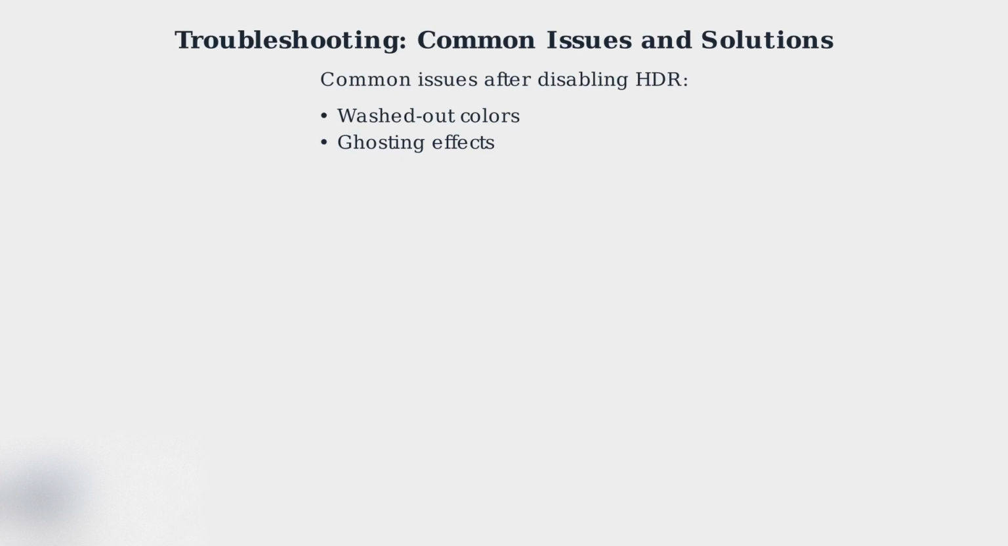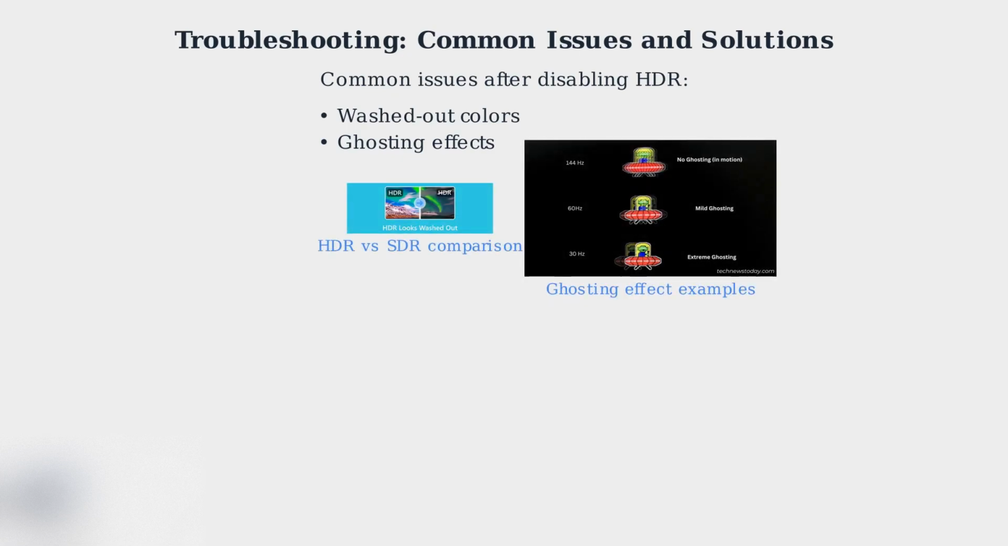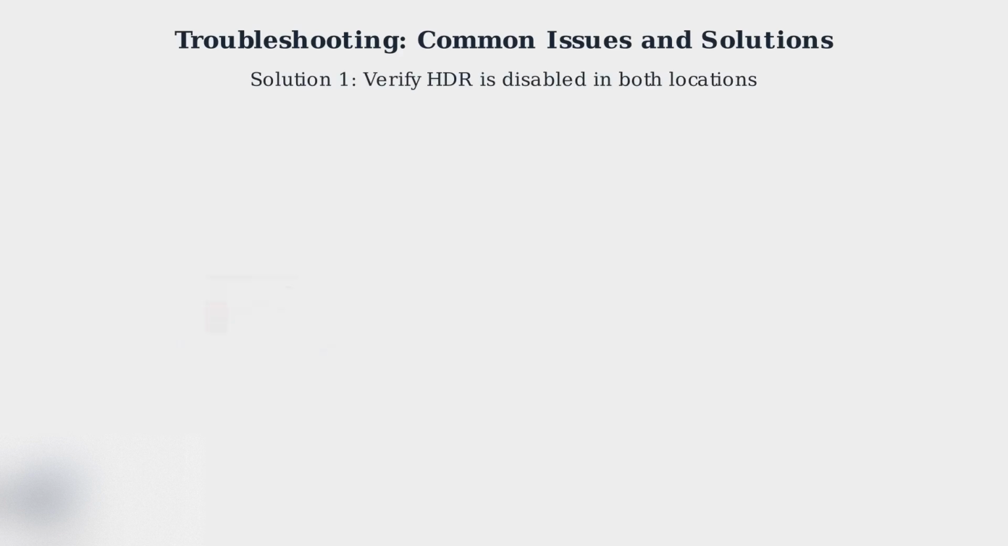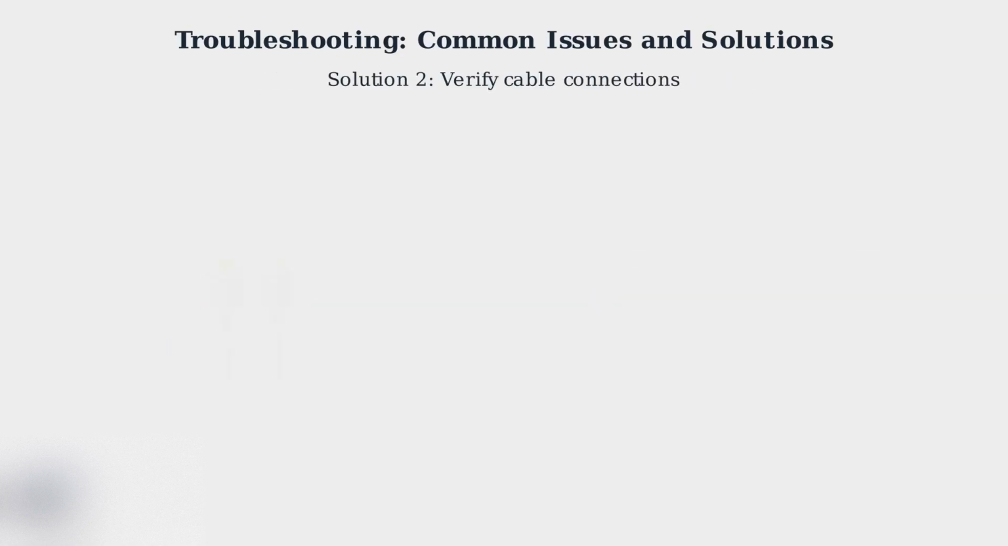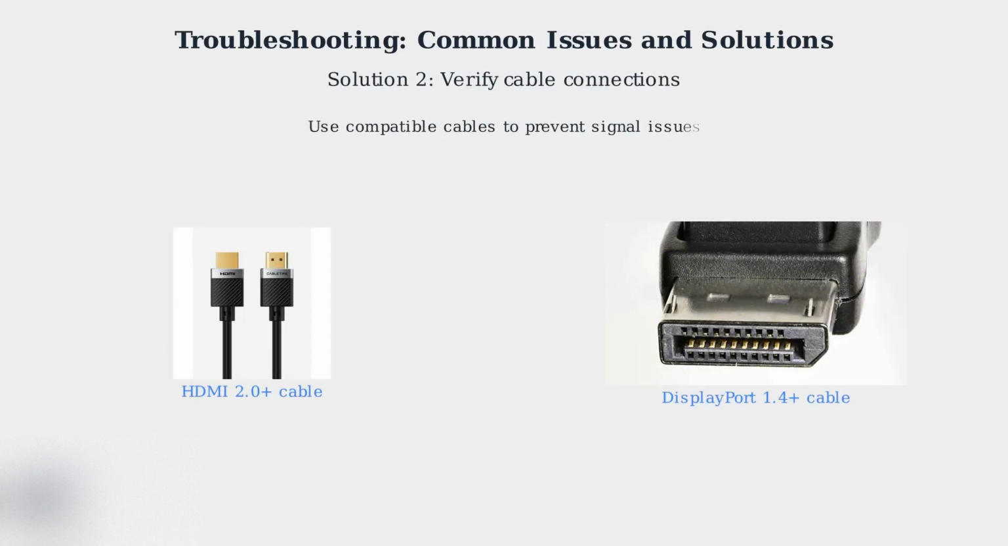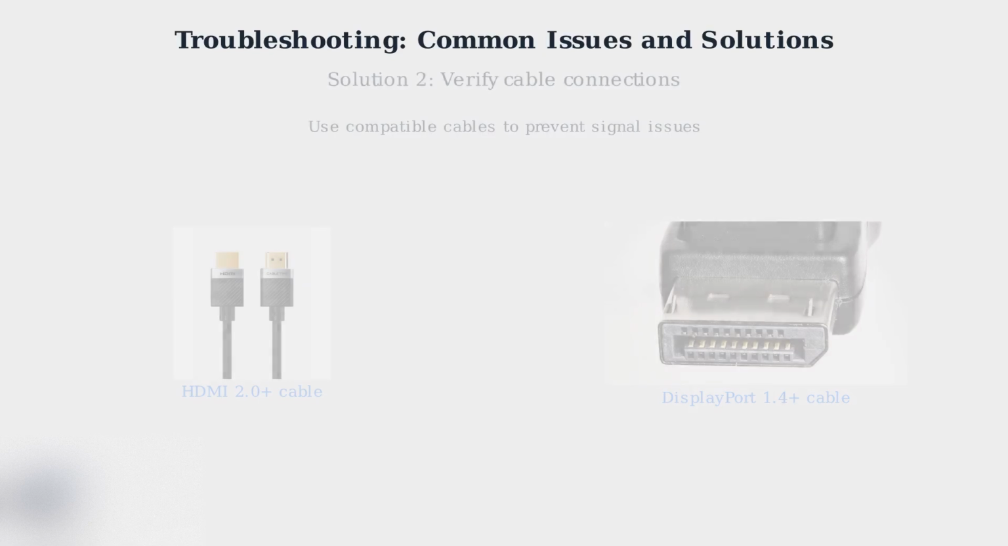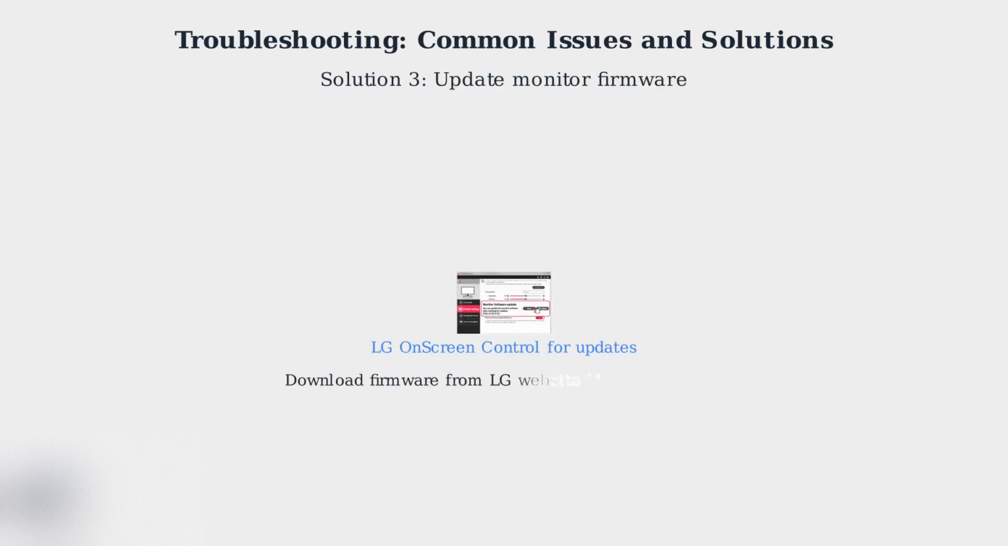key troubleshooting steps. Washed-out colors may appear when HDR settings conflict, while ghosting can occur from improper display processing. First, ensure HDR is disabled in both the monitor's OSD menu and Windows settings to avoid conflicts. Second, check your cable connections. Ensure you're using HDMI 2.0 or higher, or DisplayPort 1.4 or higher, as these support HDR signals properly. Third, if problems continue, update your monitor's firmware through LG's on-screen control software or their website.